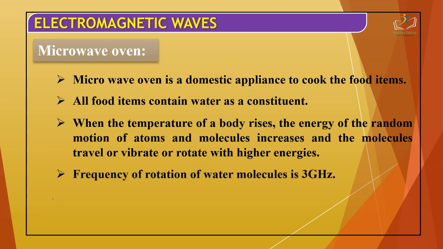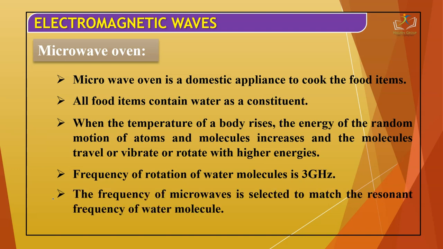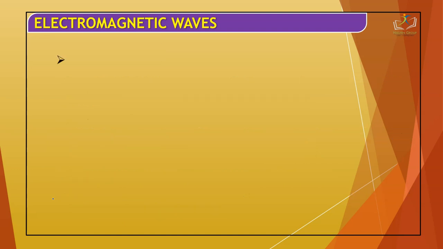When the frequency of rotation of the water molecule is 3 gigahertz, the frequency of the microwaves is selected to match the resonant frequency of the molecules. Students, as we know, the frequency of microwaves matched to water molecules is 3 gigahertz. That is a particular, very high range of frequency. Because of that vibration, heat is generated.